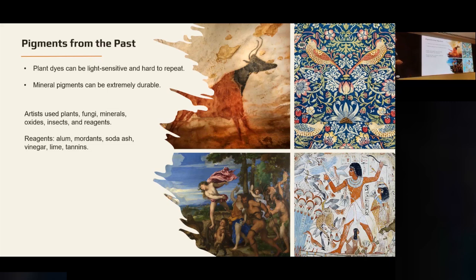Plant dyes are light sensitive, and maybe even sensitive to water and wash and some other things. As I mentioned, they're hard to repeat and color match. Mineral pigments can be very durable depending on your binder. Artists grab this color from plants, from fungi, from minerals, oxides. They even use some insects. And then they use reagents like soda ash and alum and iron and all these other things.